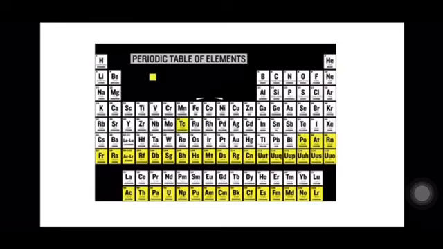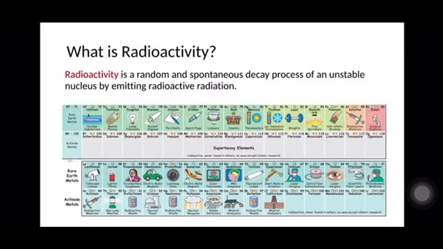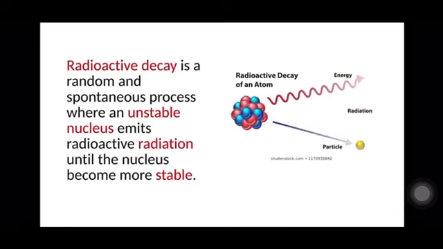Okay, so now tengok. So in the periodic table of elements, you can see the yellow colored ones are the radioactive substances. So okay. What is radioactivity? So radioactivity ini dia adalah random and spontaneous decay process of an unstable nucleus by emitting radioactive radiation. Okay. What does that mean?